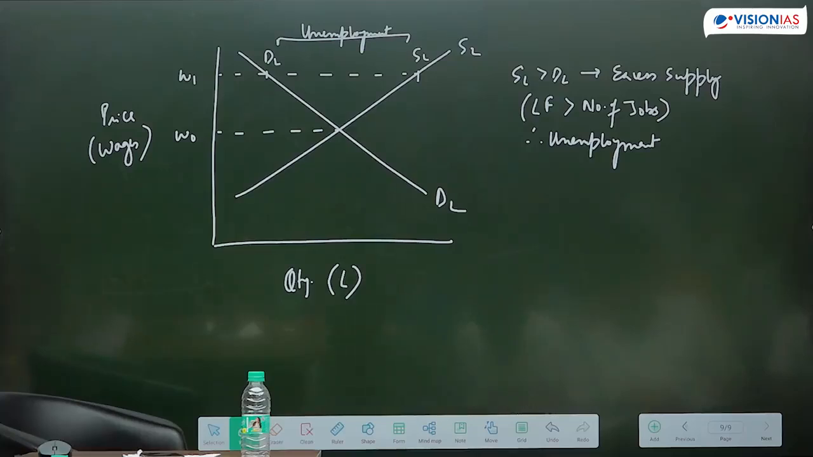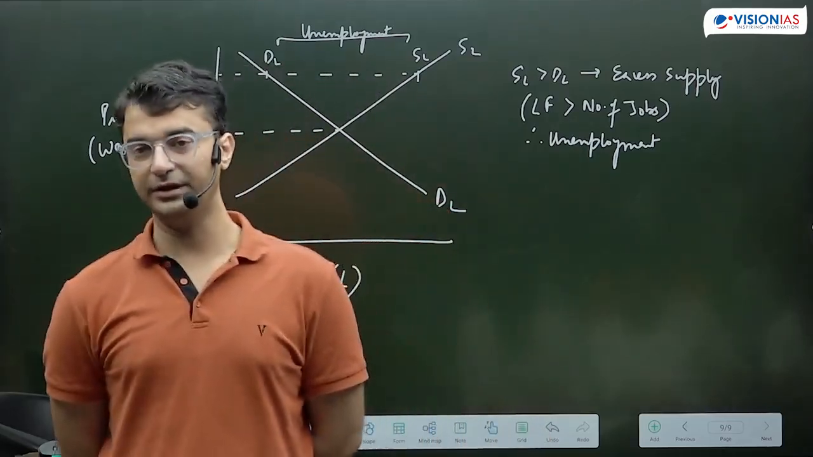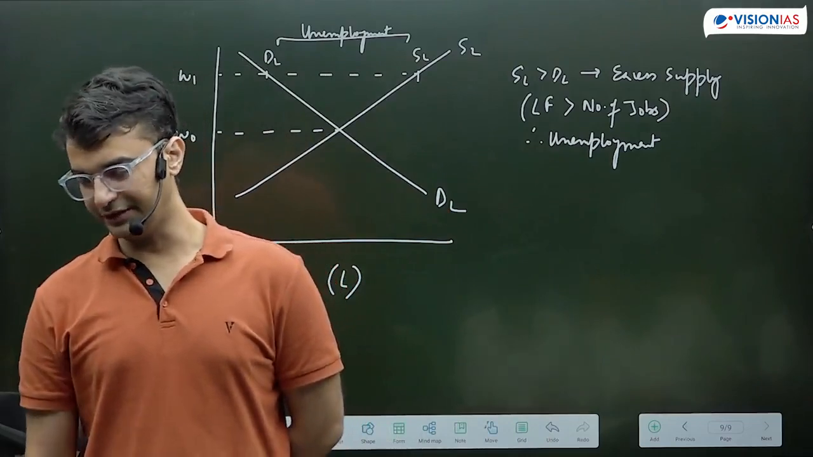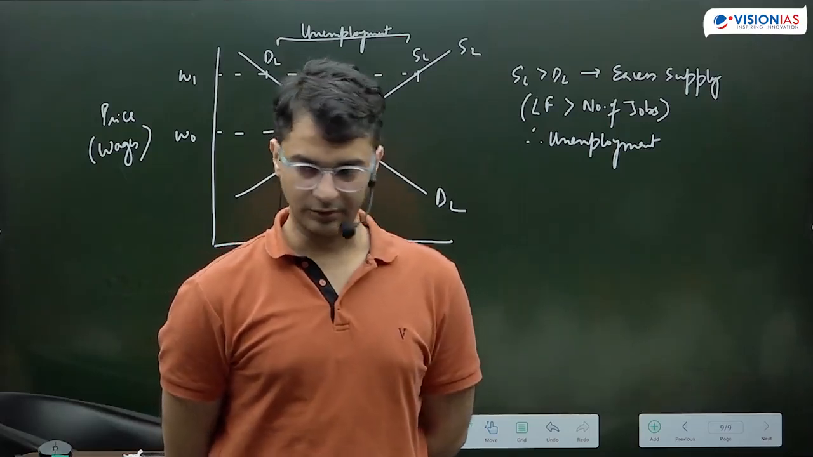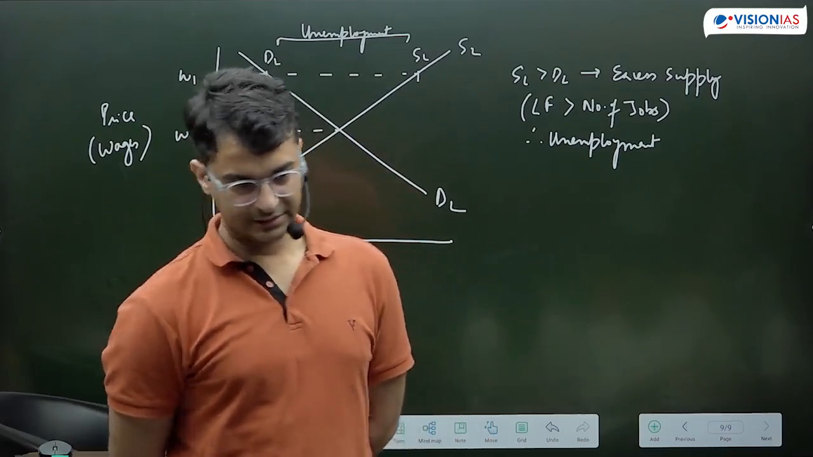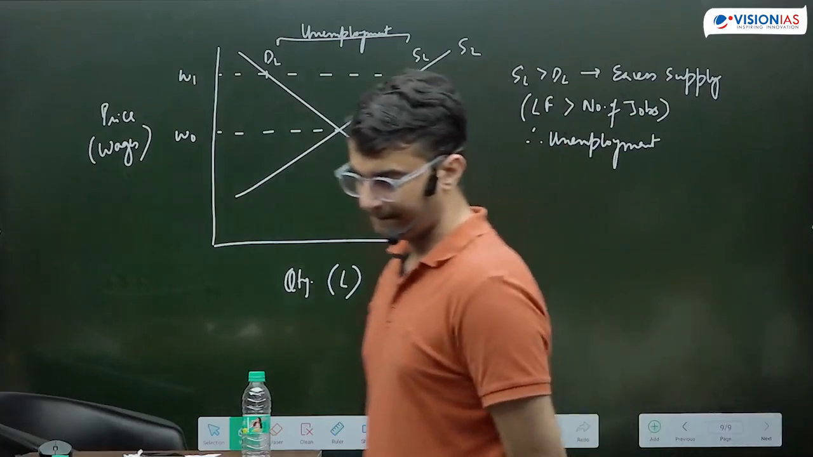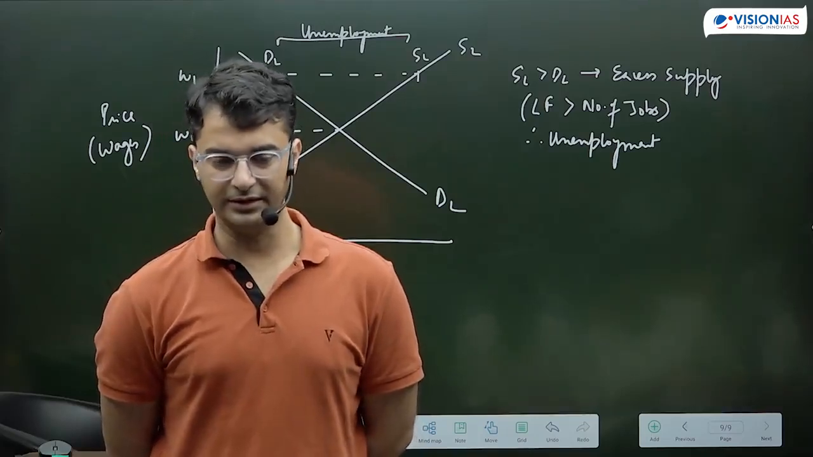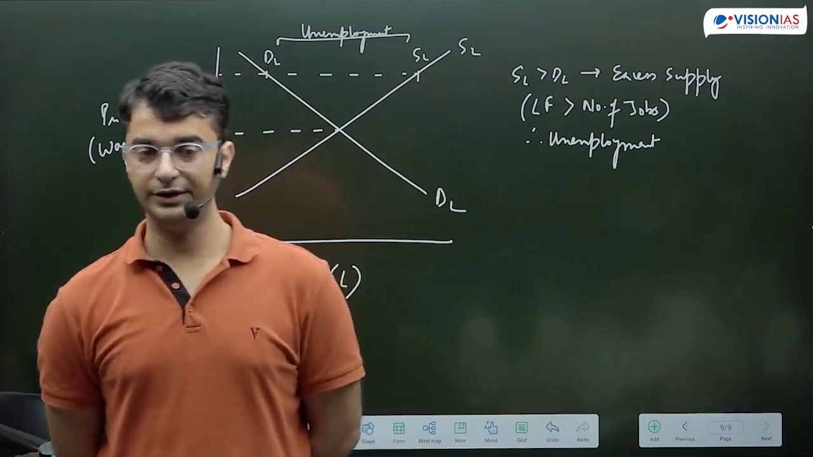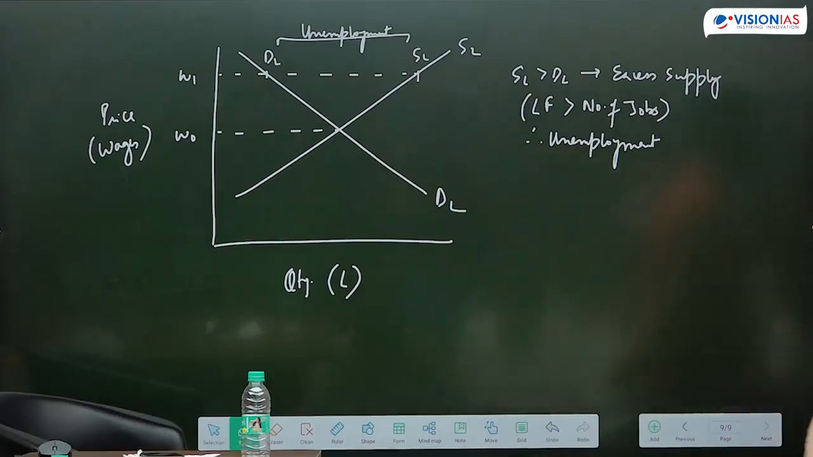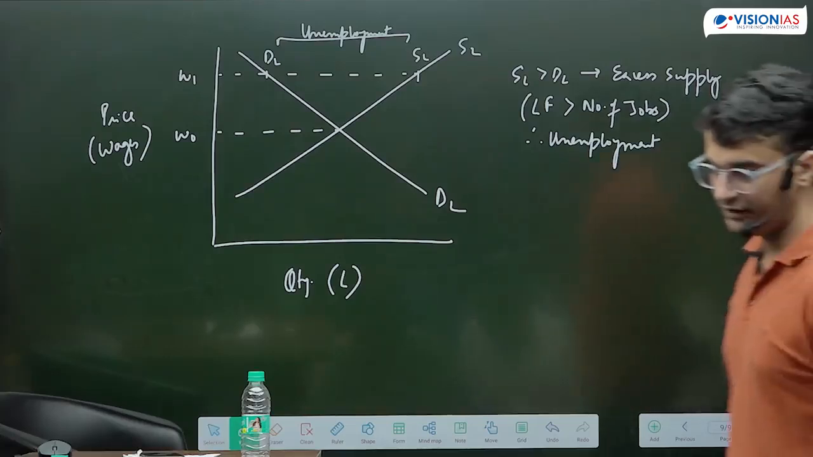Write right on. At W1 (in brackets, greater than W0), supply exceeds demand, and hence there would be unemployment, because the wages are higher than equilibrium.